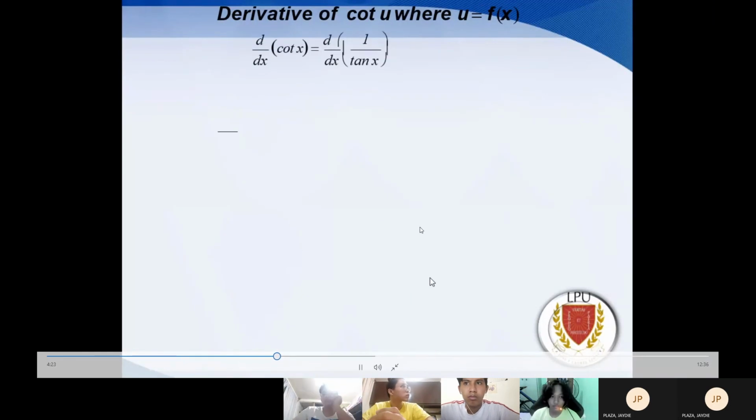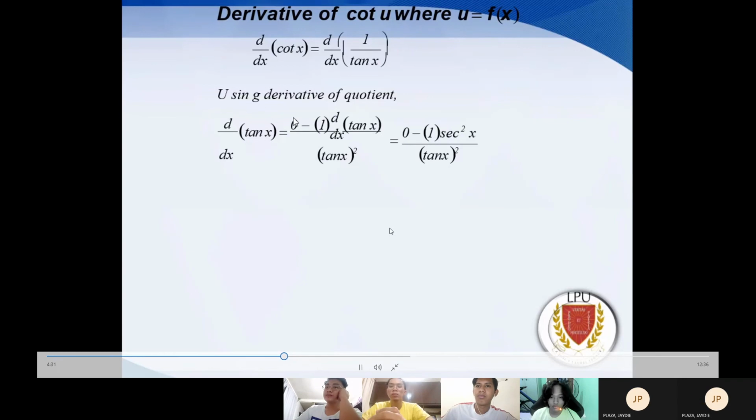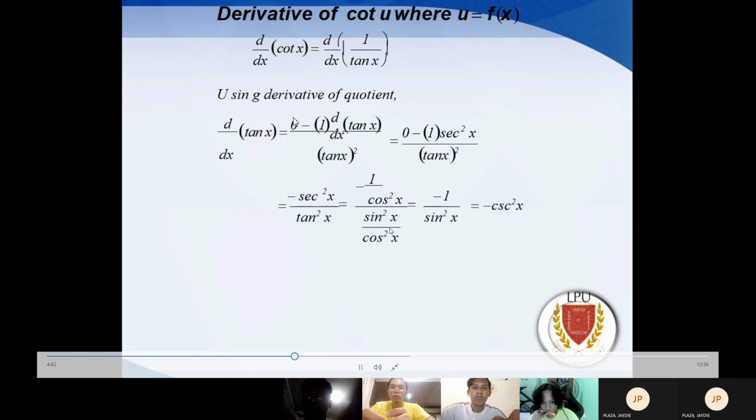Now, the derivative of cotangent u, where u is f of x, we can use the reciprocal, which is 1 over tangent. Using the derivative of a quotient, you can use v du minus u dv all over v squared. We have 0 minus 1 times the derivative of tangent, all over tangent squared x. And solving for the derivative of tangent, we have secant squared x.